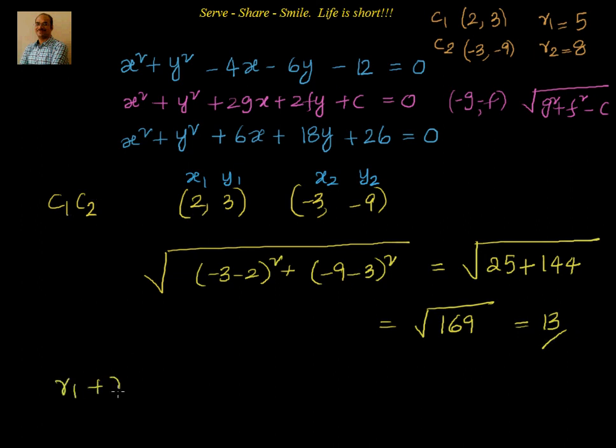Now what is R1 plus R2? R1 plus R2 is equal to 8 plus 5, that is also equal to 13. So both are equal. From the discussion we had earlier, if C1 C2 equals R1 plus R2, those two circles are touching each other externally, so the number of common tangents will be 3. So our answer for this problem is 3 common tangents, because the distance between the centers of these two circles is equal to the sum of the radii.